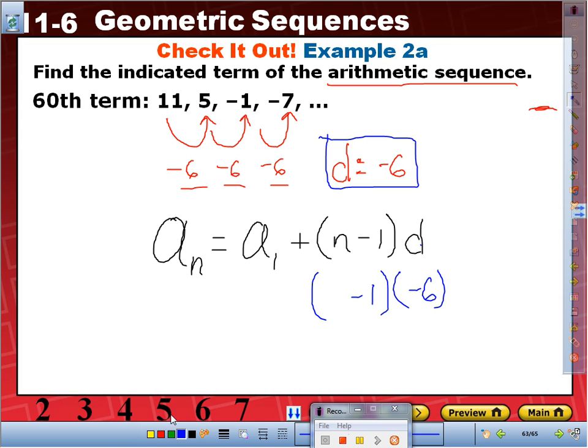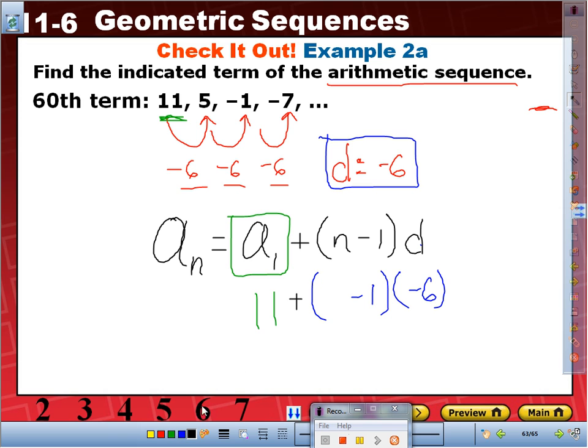Okay, hold on. So now, I heard some of you say A1, this is the very first. A1 is the first term of our sequence. What is our first term? 11. So that one goes and substitutes in there. So far so good? And it says sub 1 because this is letting you know that it's the first term.